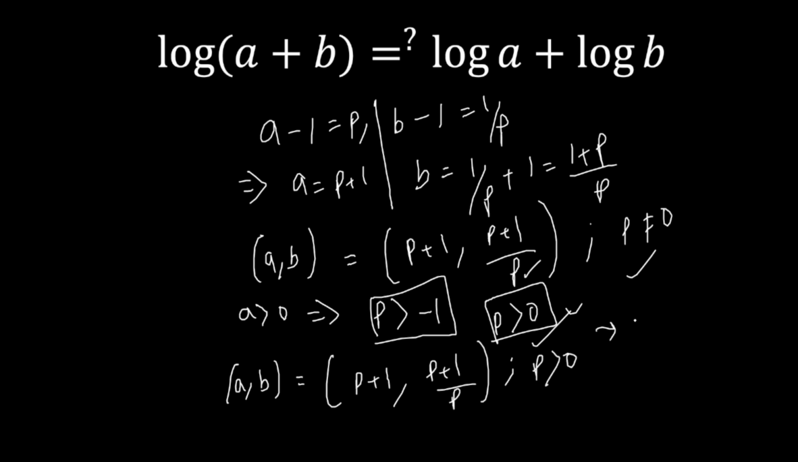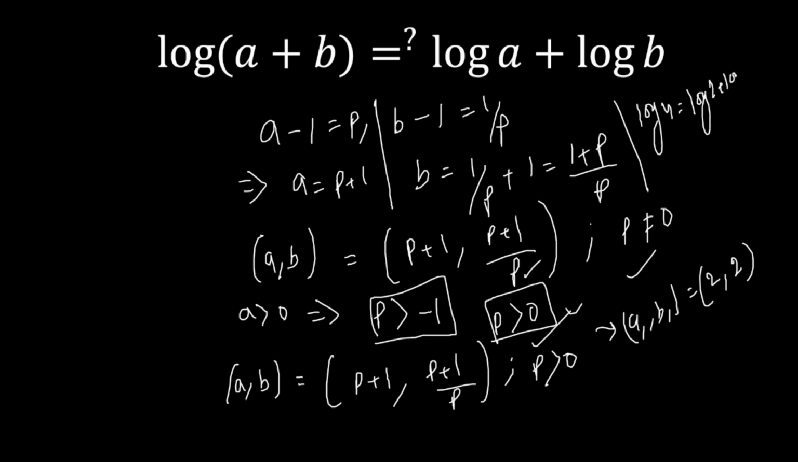One such solution we can generate is (a1, b1). Let's put p equals 1 here, and we should get 2 comma 2, right? 1 plus 1 by 1. So 2 comma 2. And let's see if that works. If you check here, log 4 is indeed equal to log 2 plus log 2. And this is true. So this is the complete set of solutions for this problem.